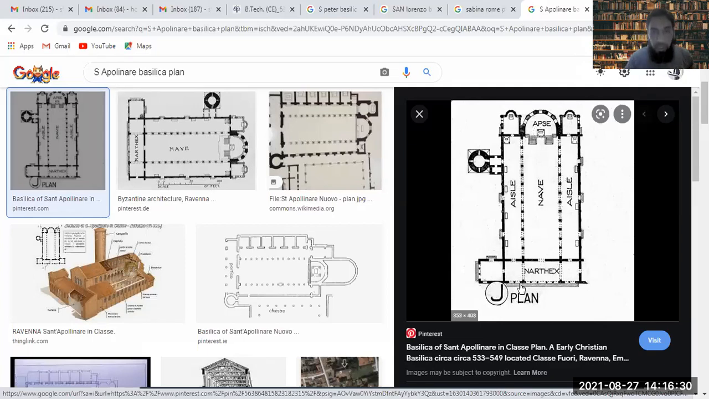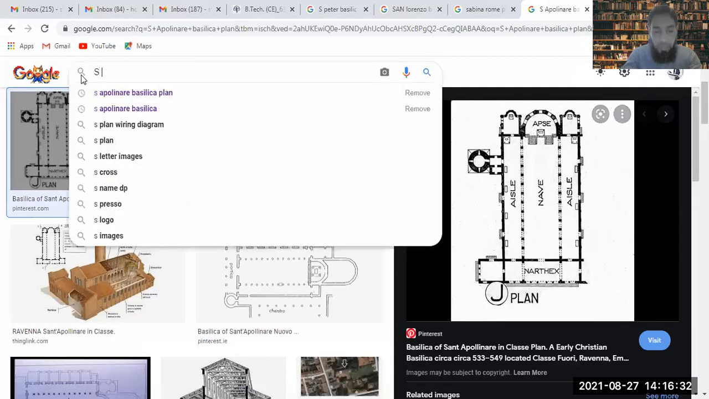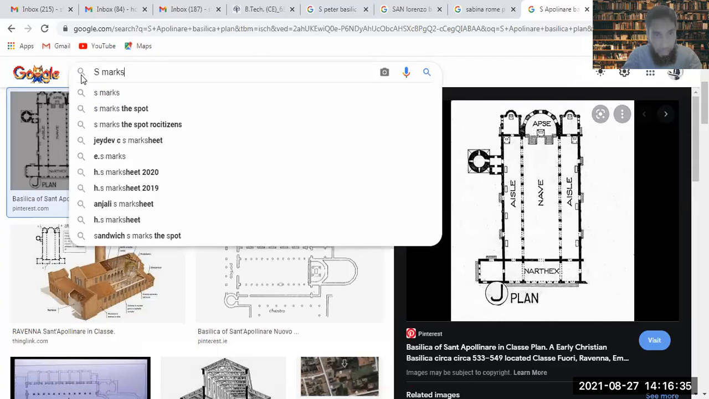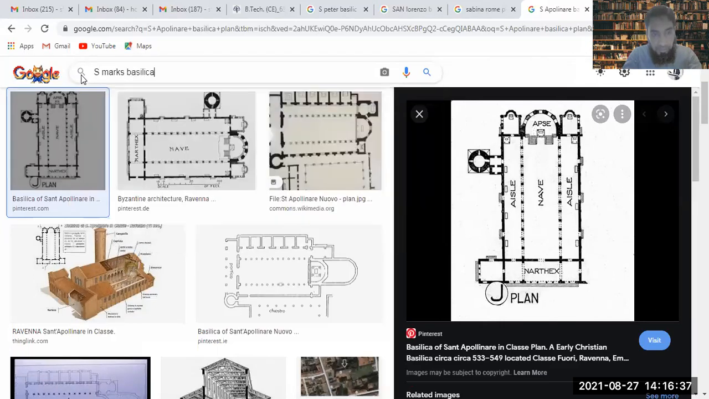And the most complex of all these structures is this one, St. Mark's Basilica. This is in present-day Venice.